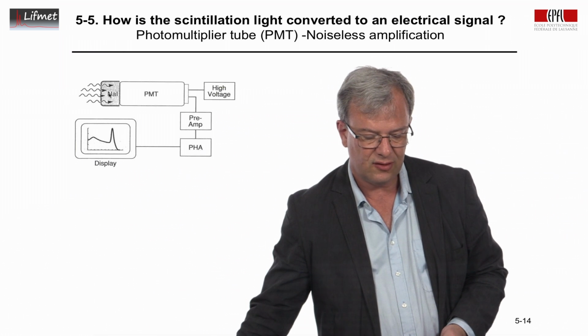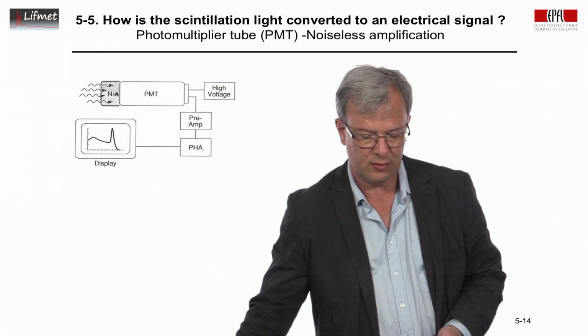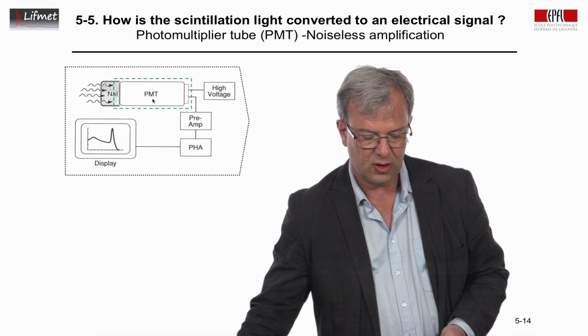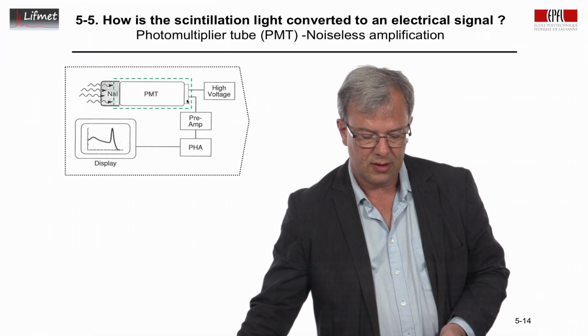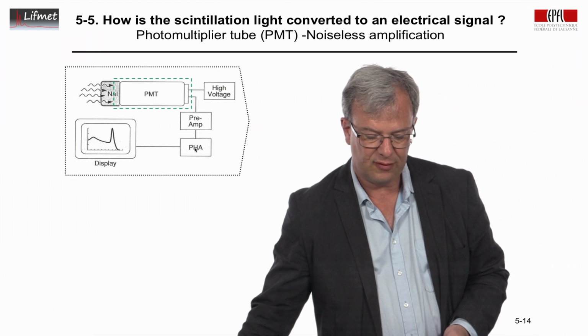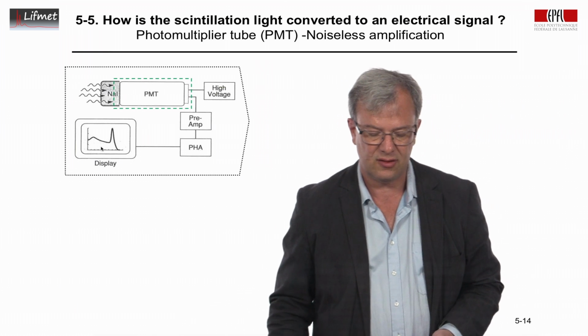So we have the scintillation crystal. Here is the example of sodium iodide. That's the whole process. We have the photomultiplier tube here, which the signal that it produces is being amplified. There's a pulse height analyzer, PHA stands for that, and that displays the signal.